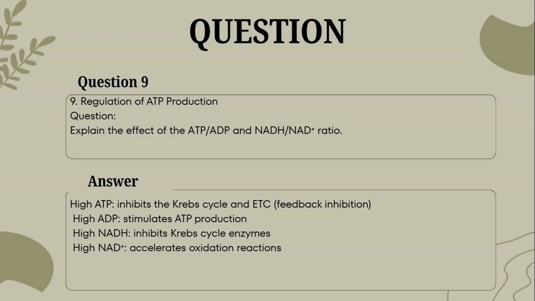The next question about regulation of ATP production. Explain the effect of the ATP/ADP and NADH/NAD+ ratio. High ATP inhibits the Krebs cycle and ETC, or feedback inhibition. High ADP stimulates ATP production. High NADH inhibits Krebs cycle enzymes. High NAD+ accelerates oxidation reactions.